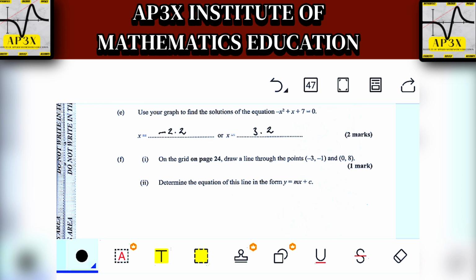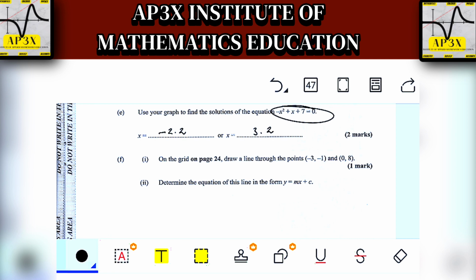Yeah, all right, fantastic. And now also on the grid, remember, guys, that this means they're asking you for the roots of the quadratic equation, or what is known as the x-intercepts. Okay, so bear that in mind. On the grid on page 24, draw a line through the points (-3, -1) and (0, 8).